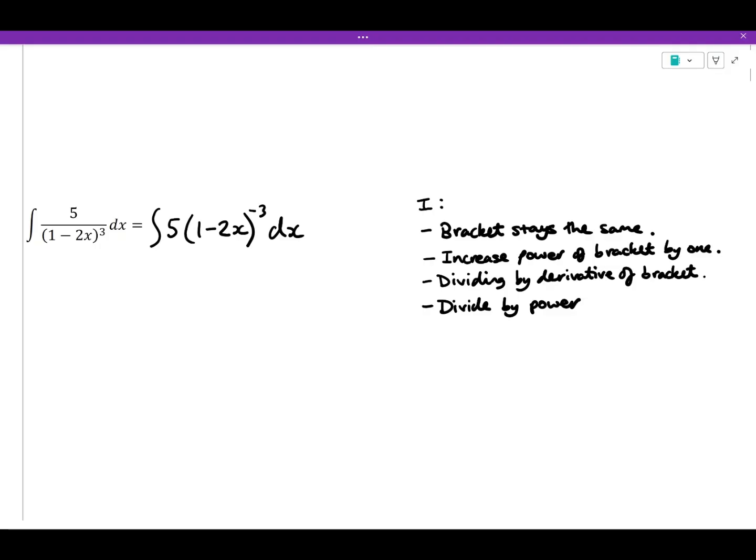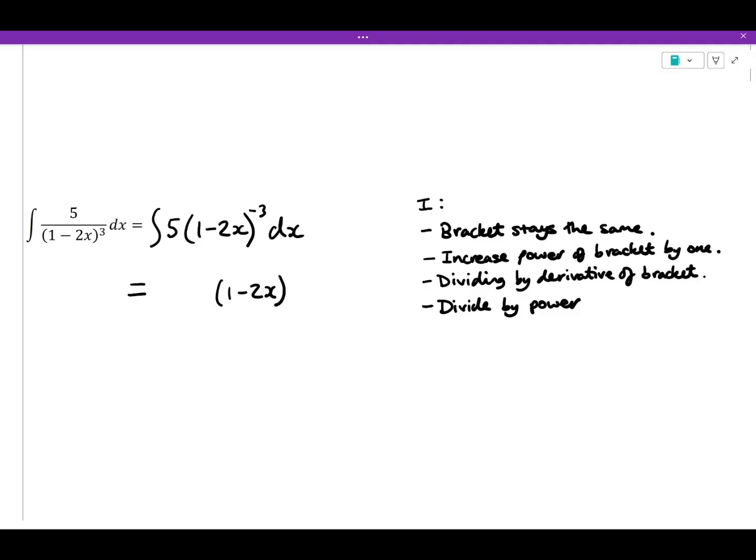Now let's do our check. Can we use the reverse chain rule? Well, if I differentiate my bracket here, I'm going to get negative 2. To get from negative 2 to positive 5, do you have to multiply by a numerical value? Yes. Okay, you wouldn't need to multiply by something involving x. Therefore, we're good to use the reverse chain rule. Okay, so let's start following the steps. So we know that the bracket stays the same as our first step. So we're going to have 1 subtract 2x like that.